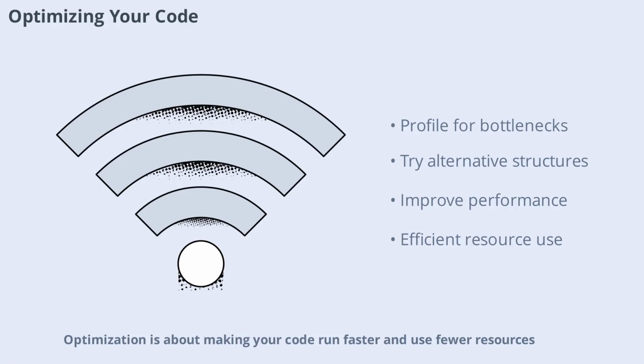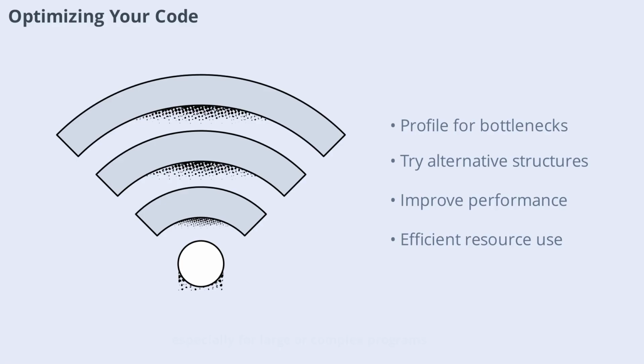Optimization is about making your code run faster and use fewer resources. Selecting the right data structure is a big part of this. Profile your code to find bottlenecks and consider alternative structures or algorithms if needed. Efficient data structures can make a huge difference in performance, especially for large or complex programs.